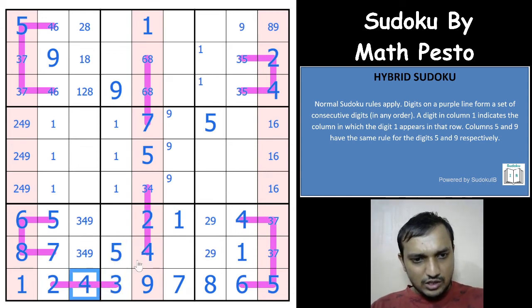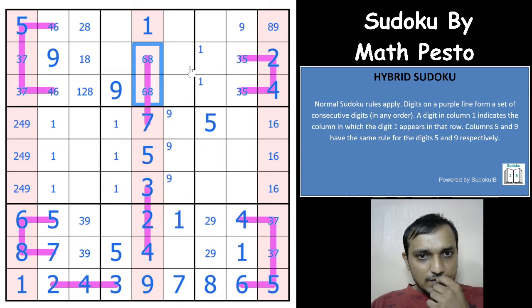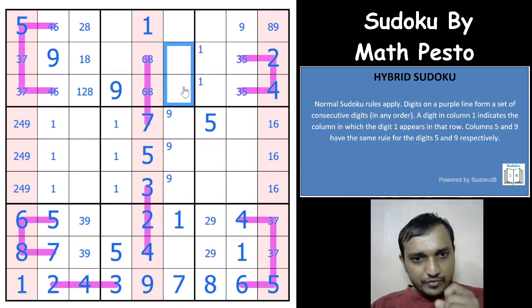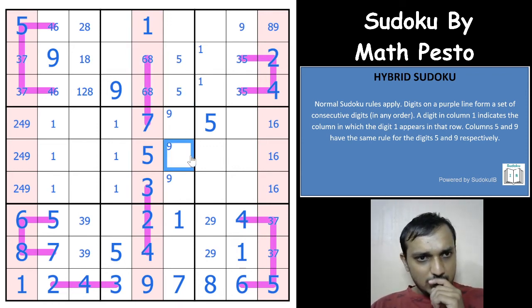That gives you 3 and 4 here. That removes 4 from this cell. That gives you a 3 here. That gives you, okay, 6 and 8 is here, right? 6 can also have 5. 8 can also have 5. Okay. This 4 gives you a 6 here.